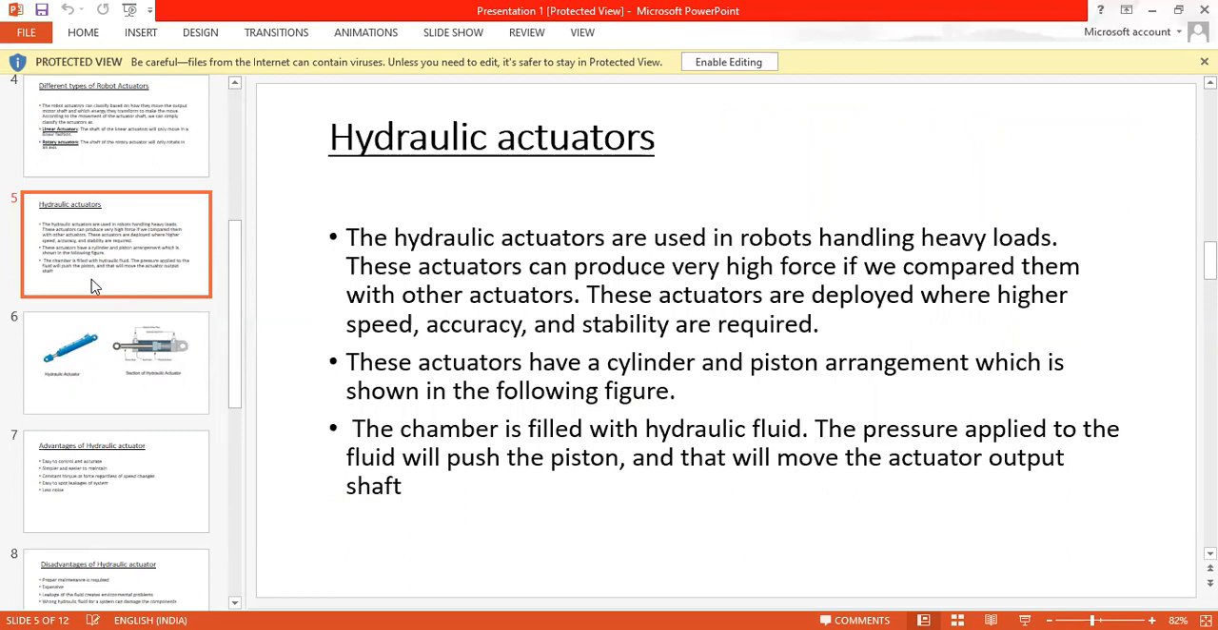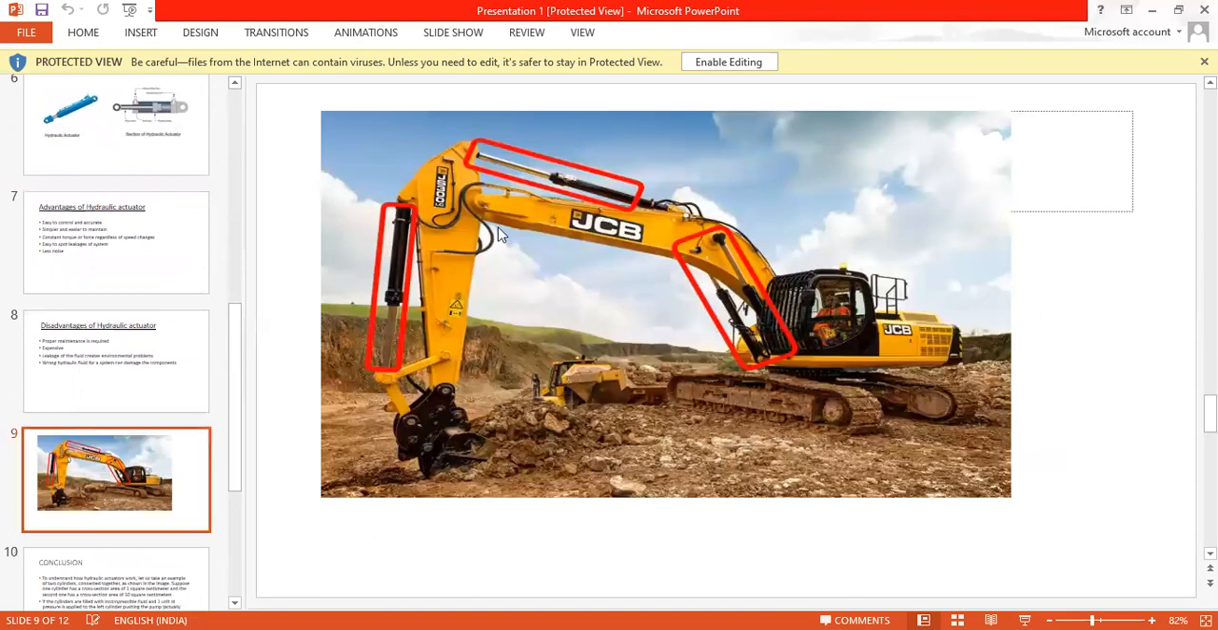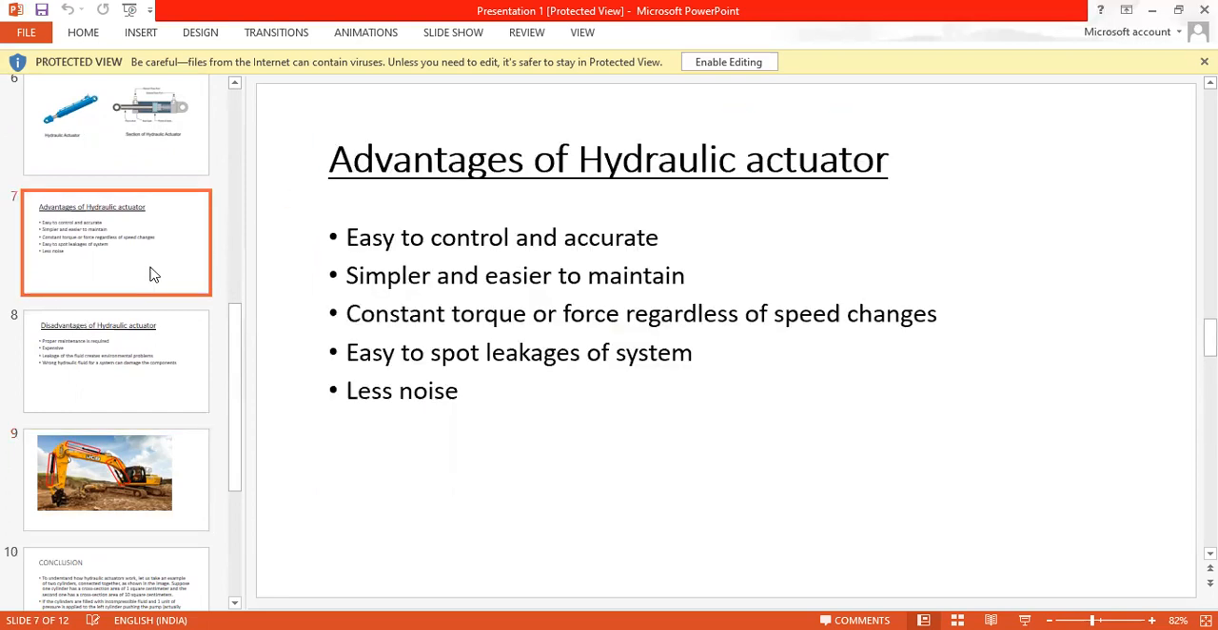The hydraulic actuators are used in robots handling heavy loads. These actuators can produce very high force. If you compare them with other actuators, these actuators are deployed where higher speed, accuracy, and stability are required. That's how we can see in this part of the JCB, where the actuators are working with the help of the piston liquid, which is helpful for being easy to control and accurate, simpler and easier to maintain, constant torque or force regardless of speed changes, easy to spot leakages of the system, and less noise.